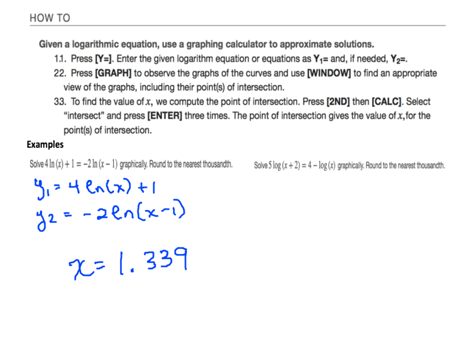I'm ready to calculate the intersection. So second and trace, arrow down to intersect, hit enter, first curve, enter. Move to my second curve, enter, guess, I don't care, I'm just going to hit enter, and I find here that X is approximately 3.049. That's all I have for you on graphing logarithms.